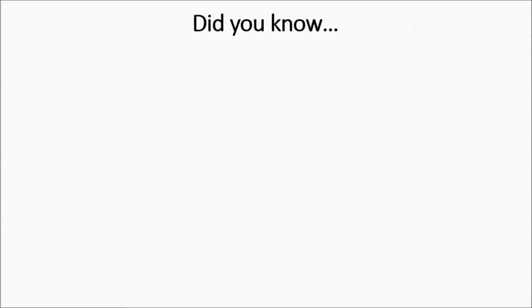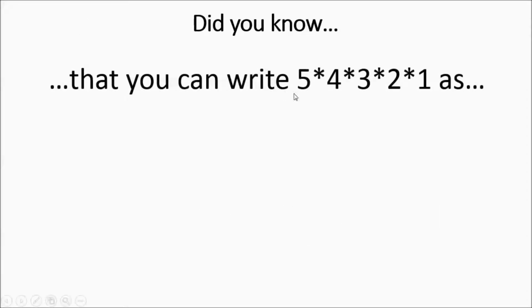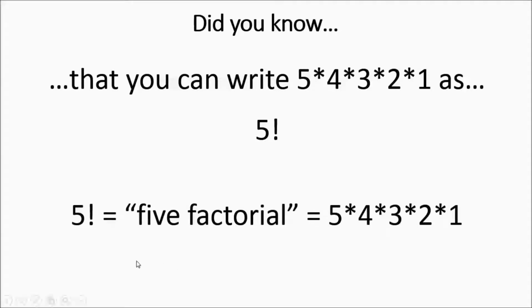Now on a side note, we want to show you how to write this. You can write 5 times 4 times 3 times 2 times 1 as 5 with an exclamation point. Now you don't want to read that as 5 and yell it, because that's not what it means. It means 5 factorial. So 5 exclamation point means 5 factorial, which is 5 times 4 times 3 times 2 times 1. And it's always from the number down to 1. If it was 6 factorial, it would be 6 times 5 times 4 times 3 times 2 times 1.